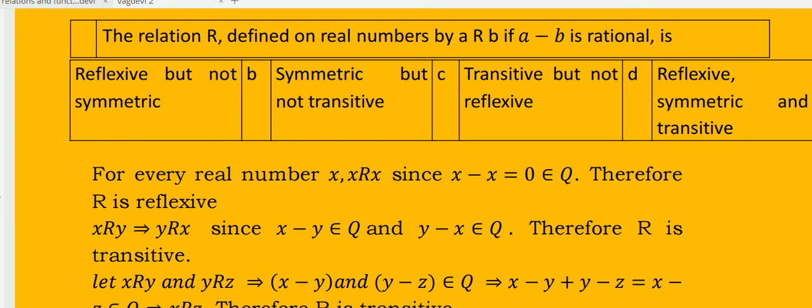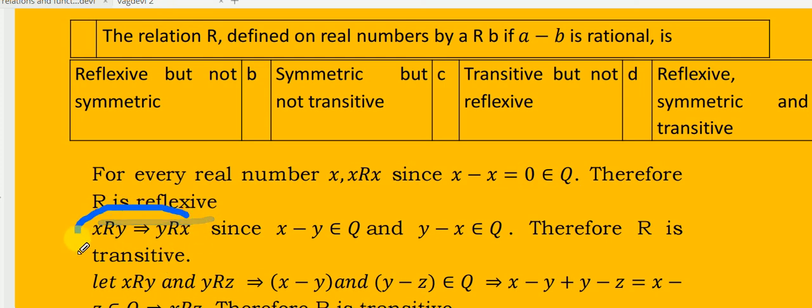The relation R defined on real numbers by A related to B if A minus B is rational is: reflexive but not symmetric is option A, symmetric but not transitive is option B, transitive but not reflexive is option C, and reflexive, symmetric and transitive. So you know that x minus x is 0. That is, if you take the difference, it is 0, and clearly 0 is a rational number. Therefore R is reflexive.